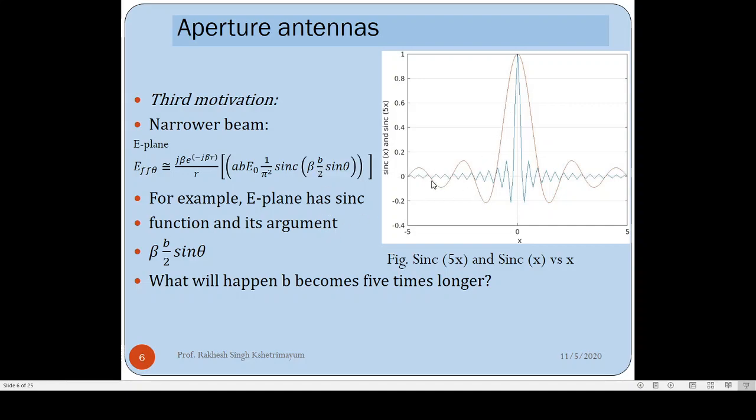I have two plots. This plot is for the sinc function. This other one is for the sinc 5x function. So here I have increased the argument 5 times. What you can clearly observe is that when I increase the argument of the sinc function 5 times, the radiation pattern becomes very narrow. So if I keep on increasing the aperture size of the open-ended waveguide, the beam will become narrower and narrower. It will become a pencil beam later on. So we have three motivations for making horn antennas from the open-ended waveguide. First is proper impedance matching. Second is directivity enhancement. Third is a narrower beam.